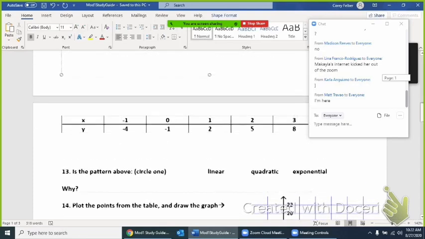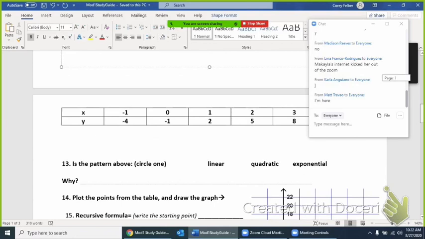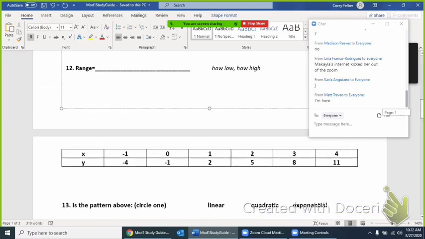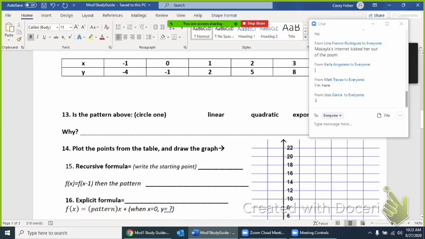All right, then here's another one. Same questions. Is the pattern above linear, quadratic, exponential? This one looks linear to me. Looks like it's adding. Can anybody see what this is adding every time? Three. Good. So for 13, you'd circle linear. And for why, you'd put, because it adds 3.